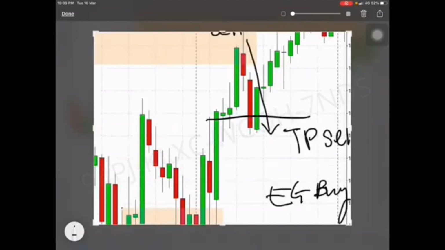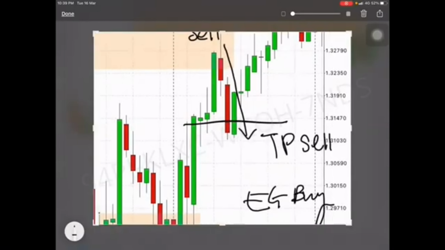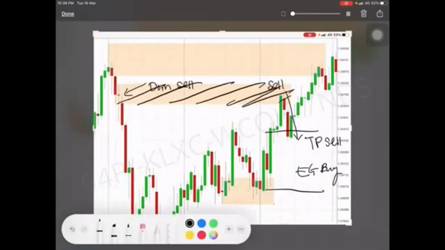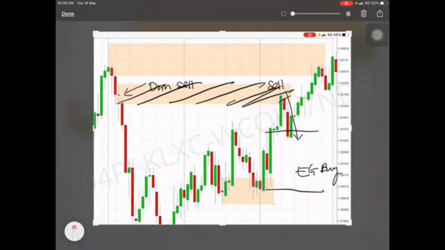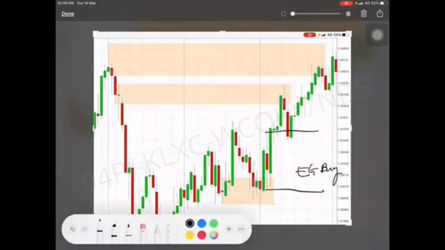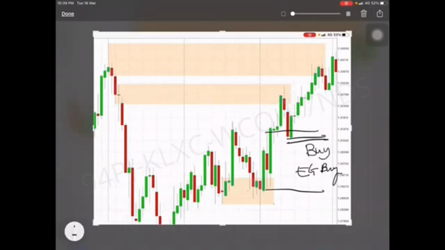Okay, and then you know that this zone is clear. Okay, cleared. So on the engulfing buy, you enter it for buy right here. You buy on this area.